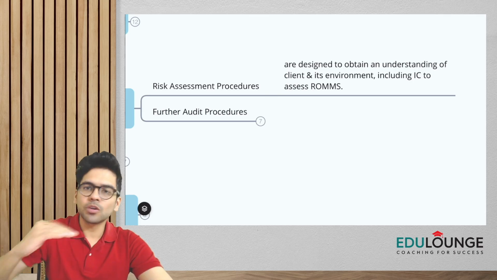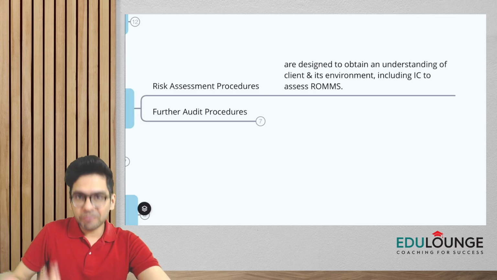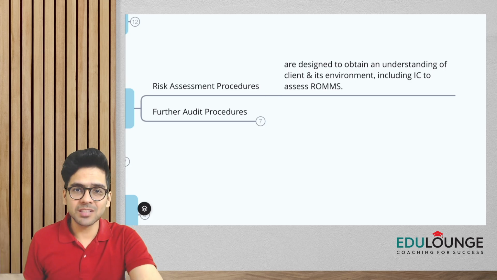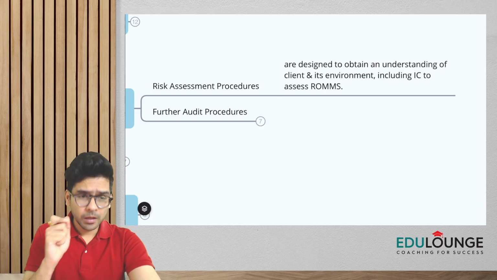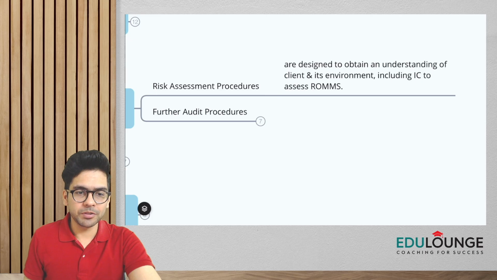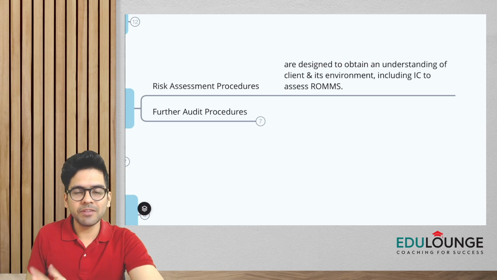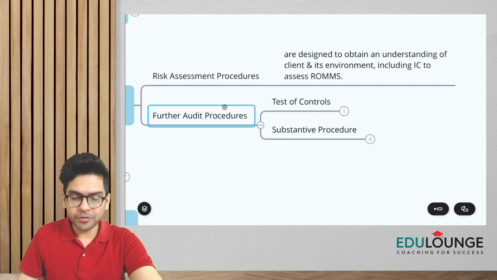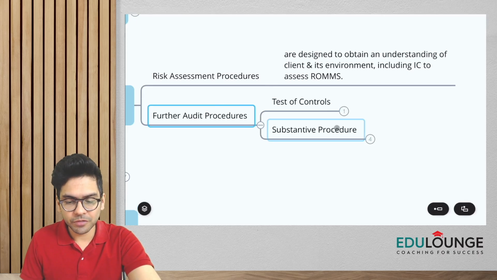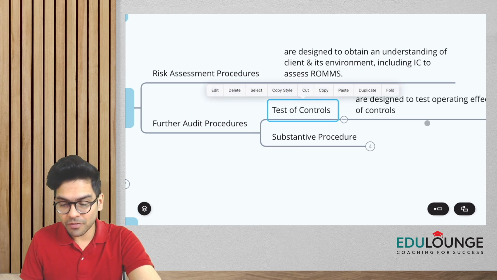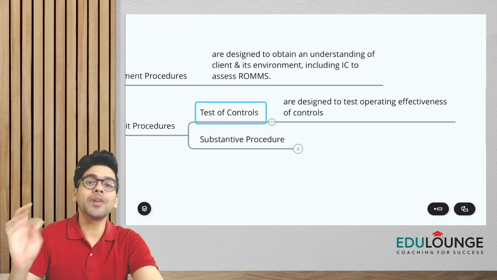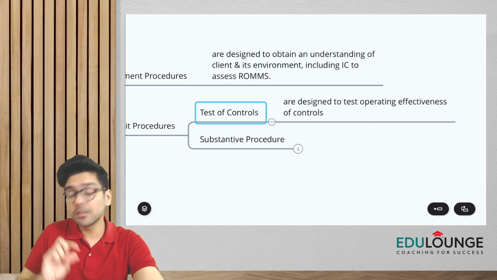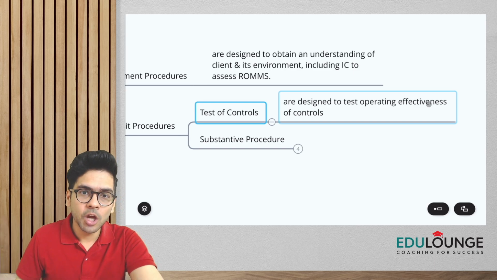And once you assess your ROMMs, how do we respond to that assessed risk of ROMMs? We are going to do the further audit procedures. Further audit procedures we learned about as a part of SA 330. All of you know further audit procedures consist of test of controls and substantive procedures. Test of controls are designed to test the operating effectiveness of controls, whether the controls are operating effectively, whether the controls are in continuous operation or not.